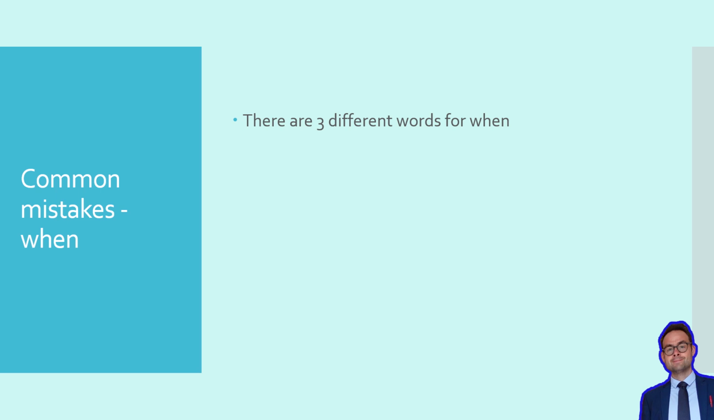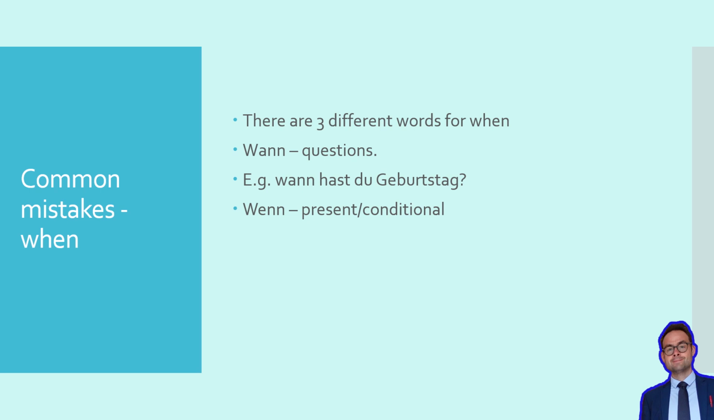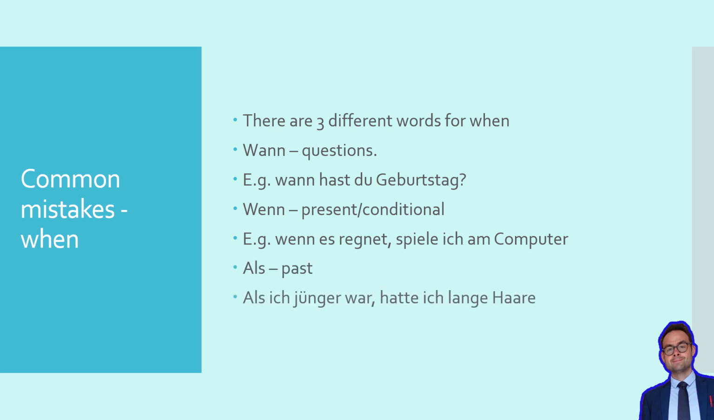Using the word when. 3 different words for when in German. Wann for questions. Wann hast du Geburtstag? Wenn is in the present tense or in a conditional sense. Wenn es regnet, spiele ich am Computer. When you're talking about the past, then we need als. Als ich jünger war, hatte ich lange Haare, for example. I had long hair. True story.